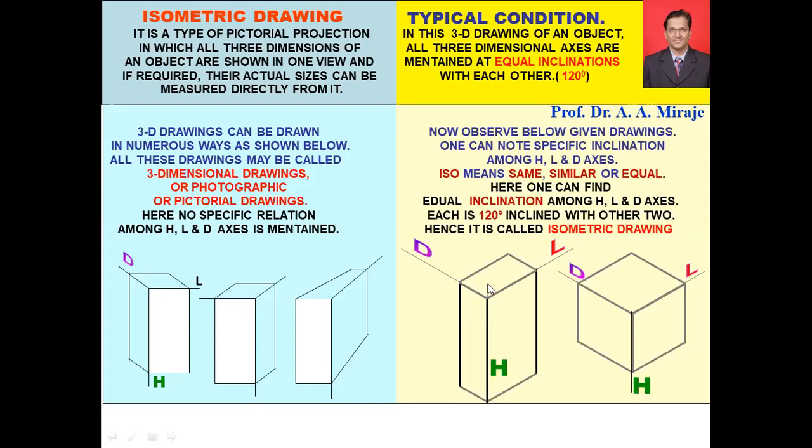If you see this angle, this angle, and this angle, all these 3 angles are the same. In other drawings, remember, these are not isometric drawings. These are other pictorial drawings, but not isometric drawings. Now this D is the depth here.